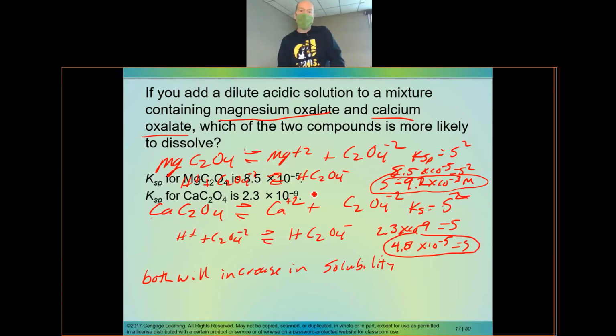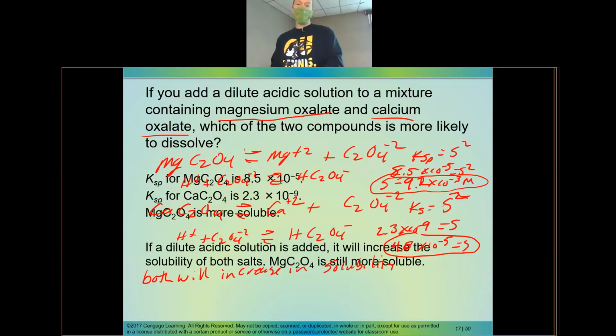All right, so your magnesium oxalate is more soluble. And so the question is, which of the two compounds is more likely to dissolve? That means your molar solubility would be a higher number. So the magnesium oxalate is more likely to dissolve because it has a larger solubility. But adding the acid, both of them will increase by the same amount because they're making the same acid.